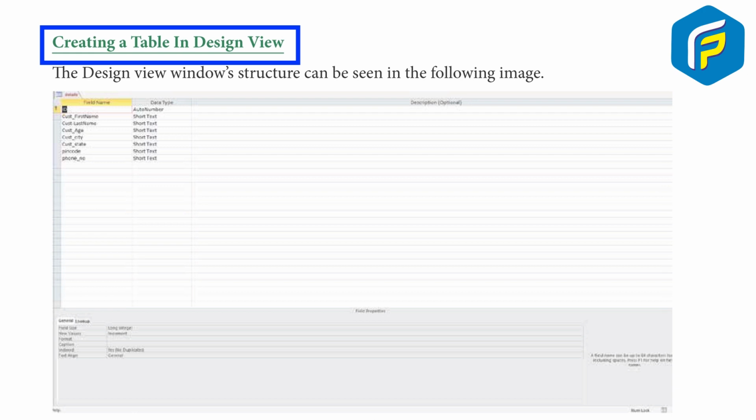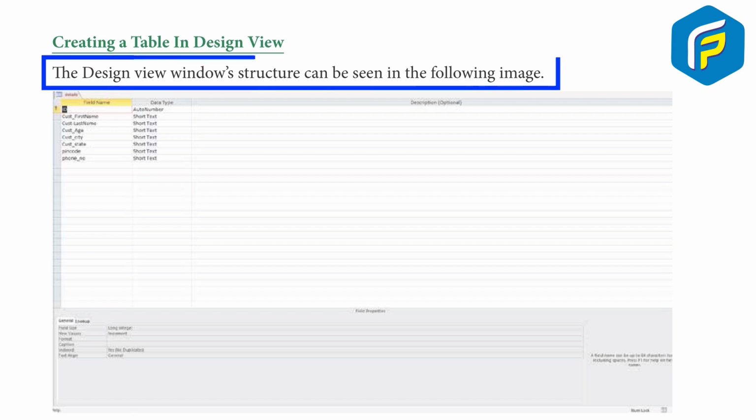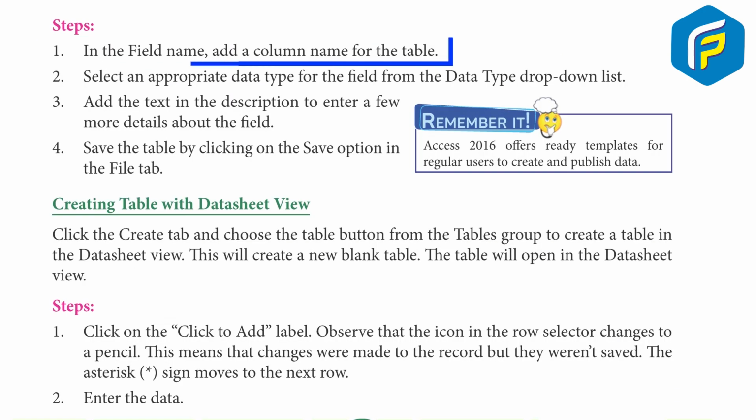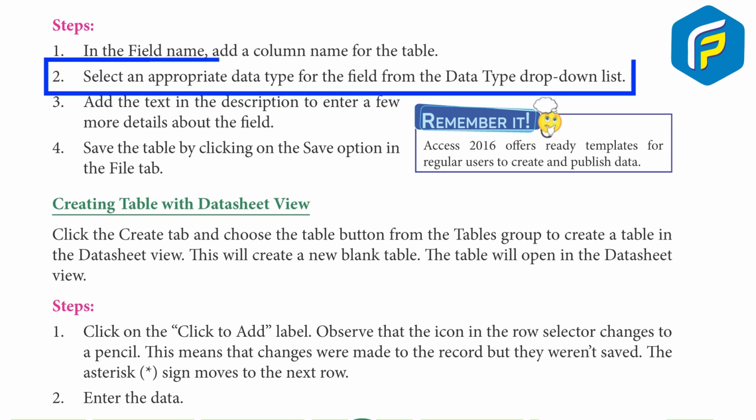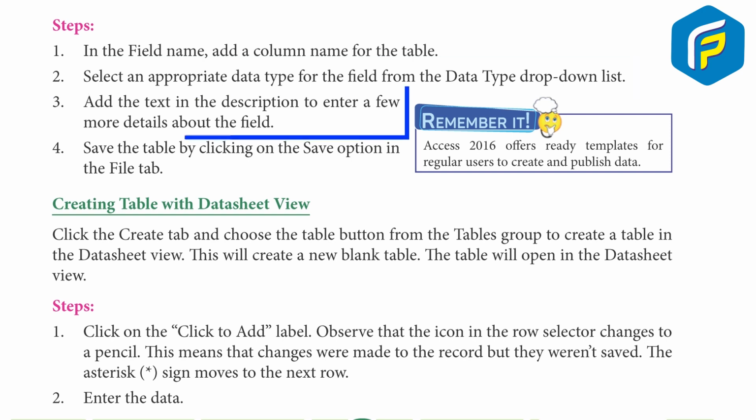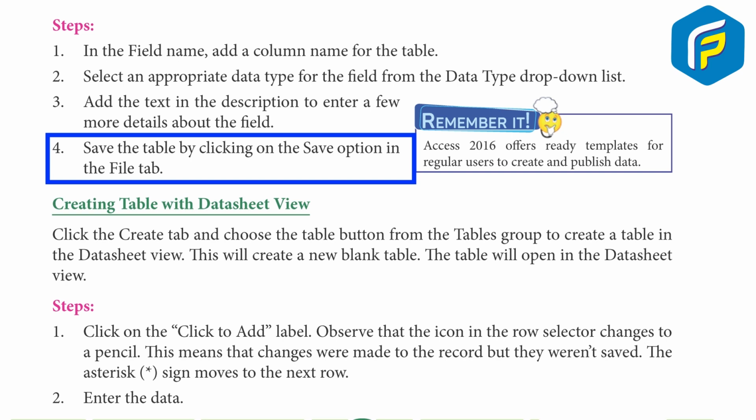Creating a table in Design View. The Design View window structure can be seen in the following image. Steps: 1. In the field name, add a column name for the table. 2. Select an appropriate data type for the fields from the data type drop-down list. 3. Add the text in the description to enter a few more details about the field. 4. Save the table by clicking on the Save option in the File tab.